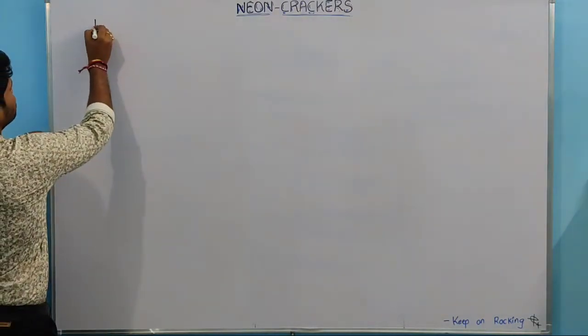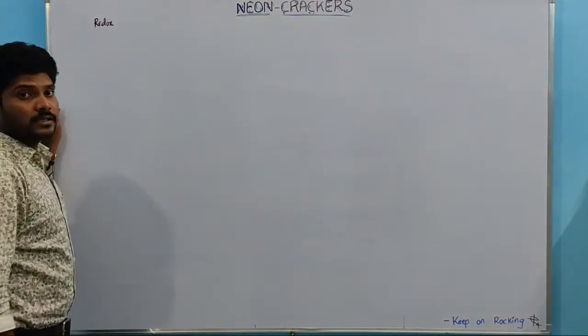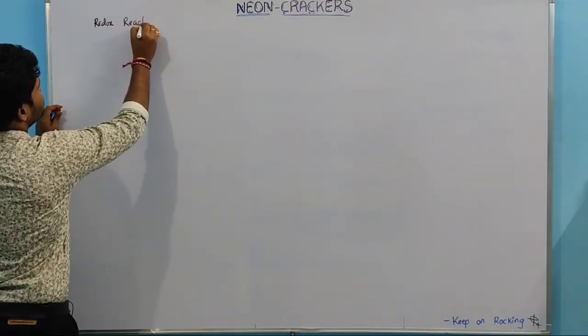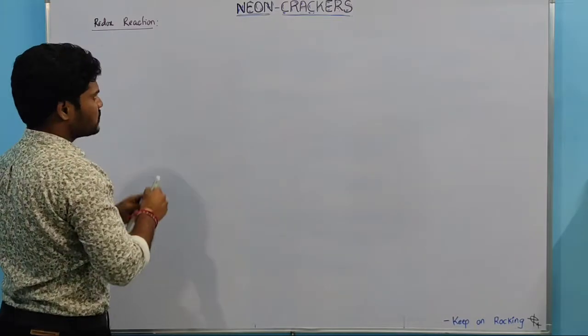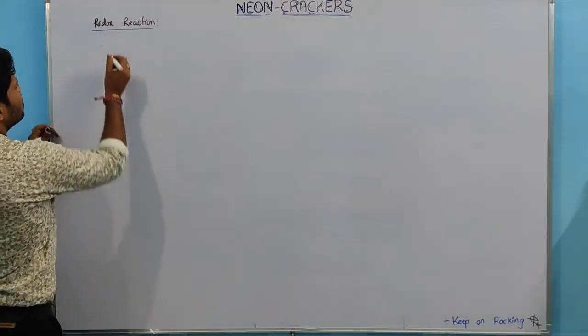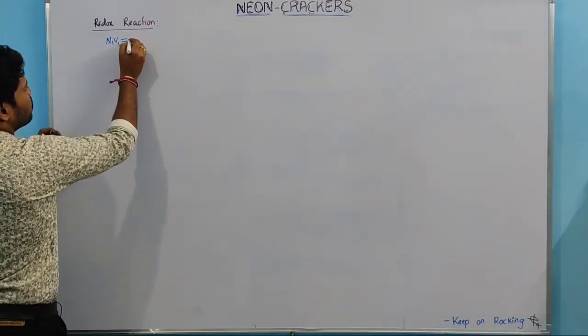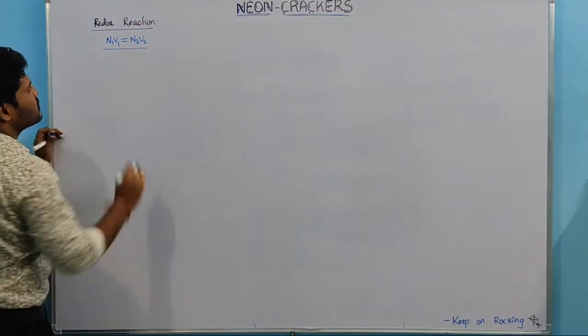What is redox reaction? In a single reaction, if both reduction as well as oxidation occur, that is called redox reaction. So for redox reaction, here also you have to take the neutralization reaction. What is a neutralization reaction? Equimoles of the component should be equal. So that is N1V1 equals N2V2. This is what neutralization reaction is.